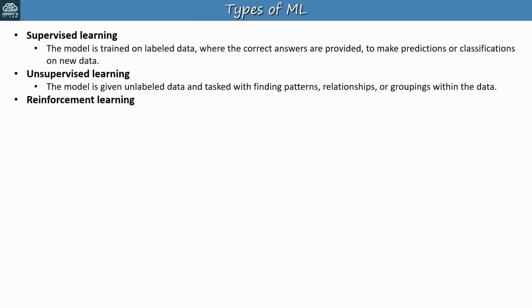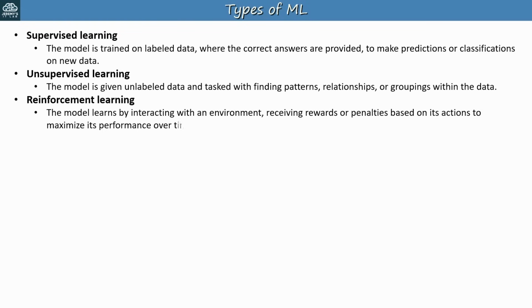Then we have reinforcement learning. Here, the model learns by interacting with an environment, receiving rewards or penalties based on its actions, and continuously improving to maximize its performance. For example, this type of learning is used to train AI in game-playing systems like AlphaGo, or in self-driving cars, where the AI learns to navigate by trial and error.